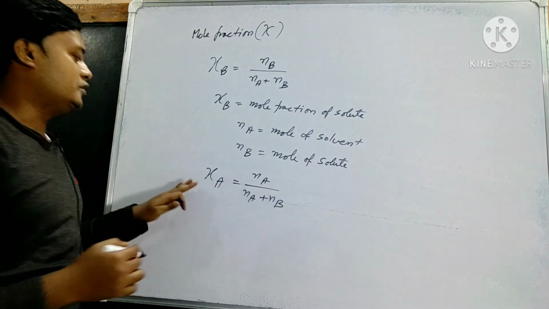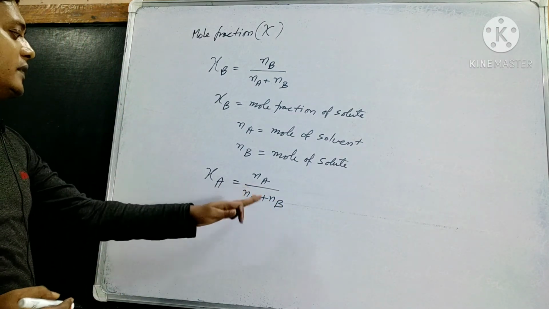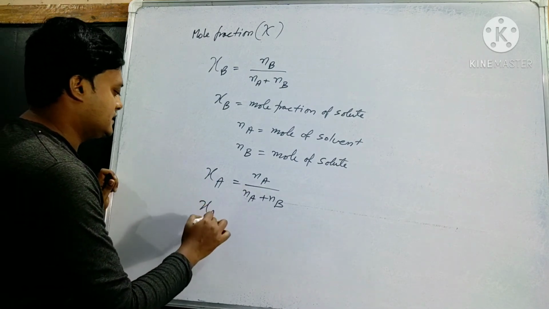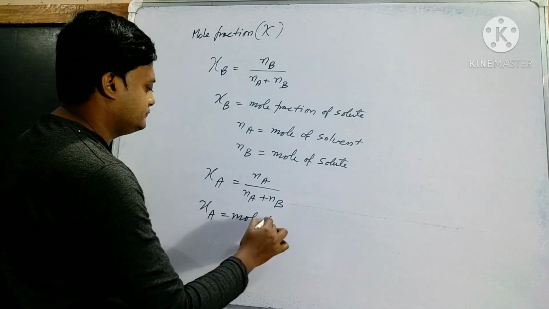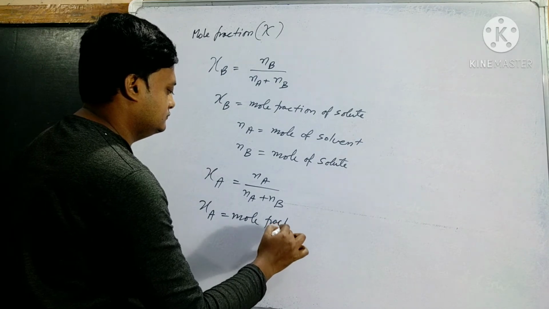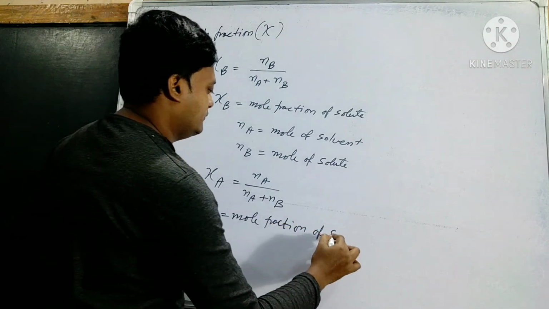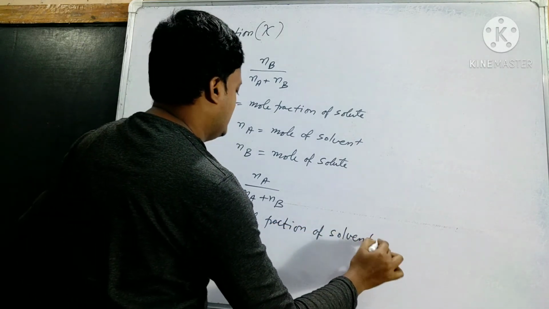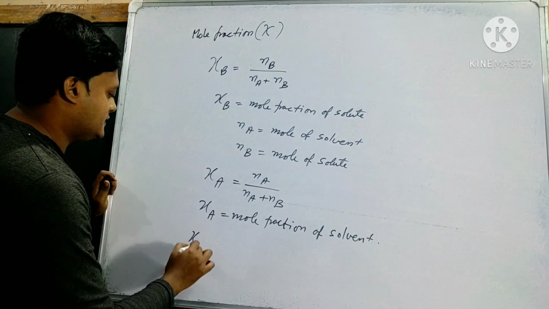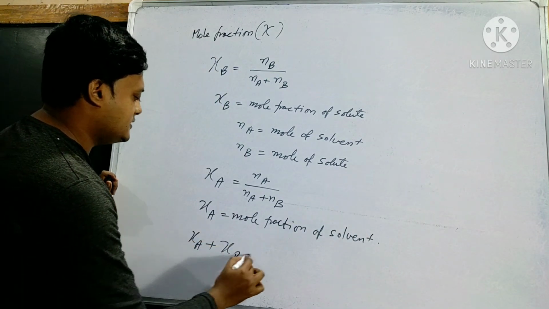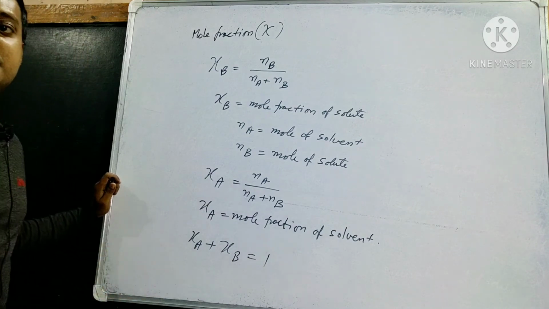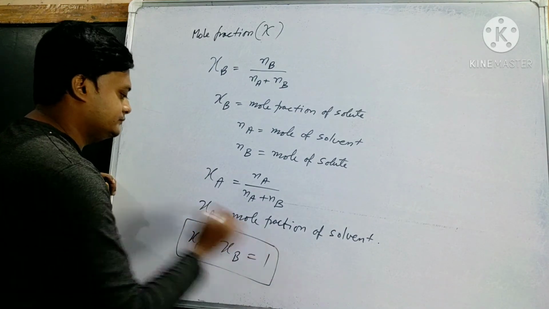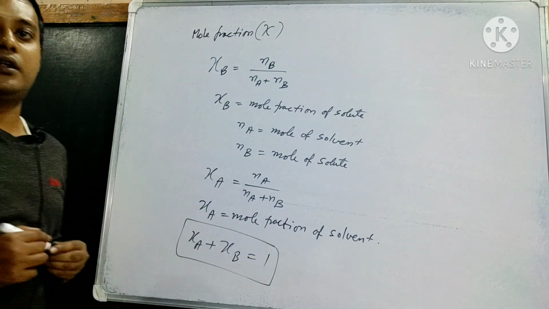Mole fraction of solvent, Xi A, is NA by NA plus NB. And remember, Xi A plus Xi B is always 1. Xi A plus Xi B equal to 1.